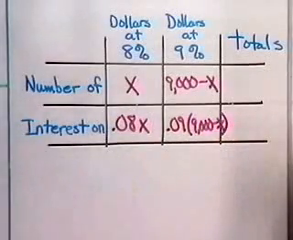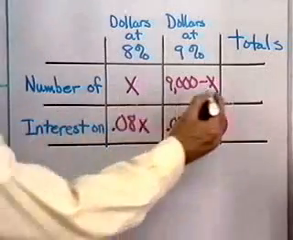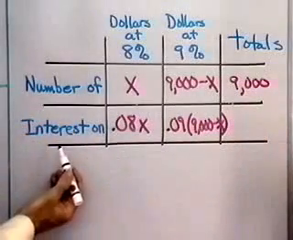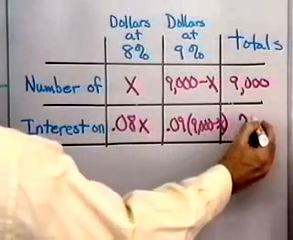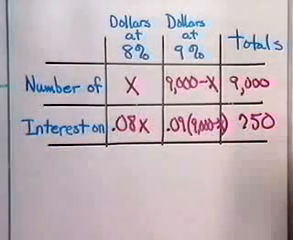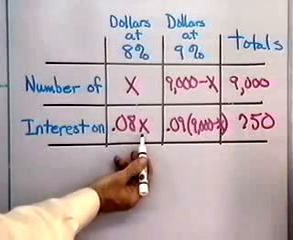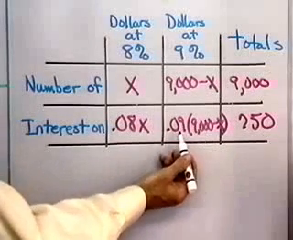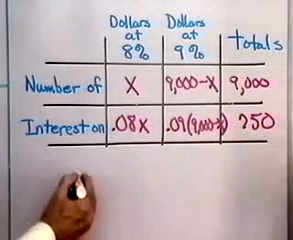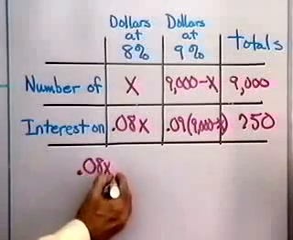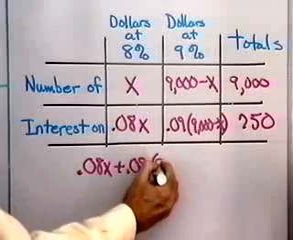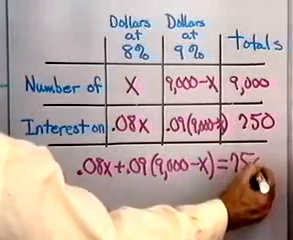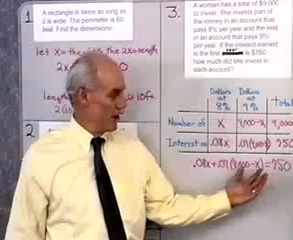Couldn't quite fit it in there. Now I'll write down my totals here. The total amount of money invested, this plus this, is 9,000, just like we thought. And then the total amount of interest earned on both accounts comes out to be $750. So I can write my equation this way. The amount of interest earned on the X dollars at 8% plus the amount of money earned on the 9,000 minus X dollars at 9% has to come out to be $750. So I'm just simply going to take 0.08X plus 0.09 times 9,000 minus X, and that has to add up to $750. So now I'm not going to solve the rest of this equation.